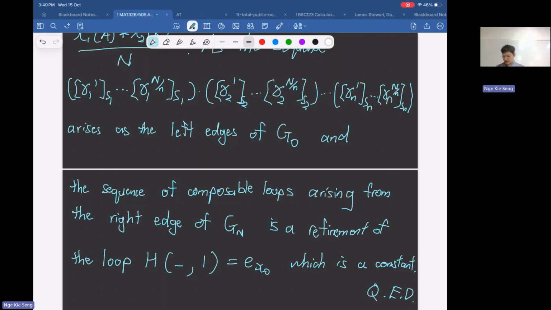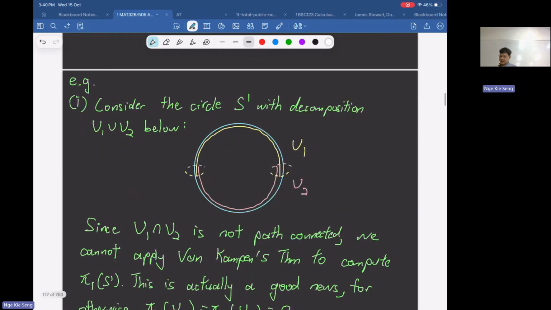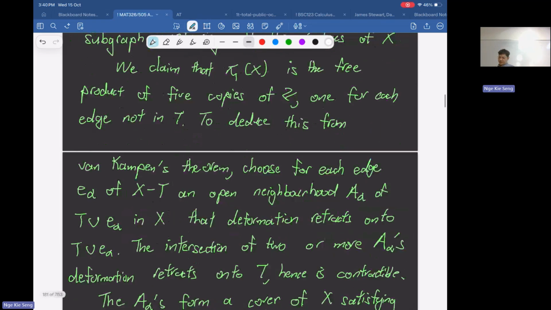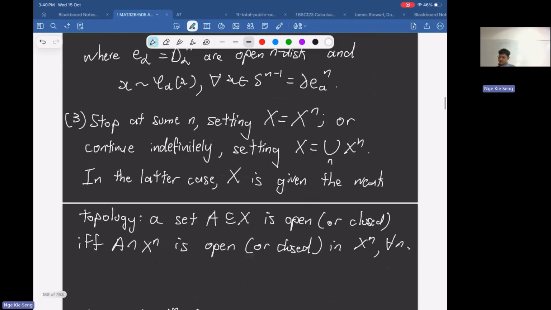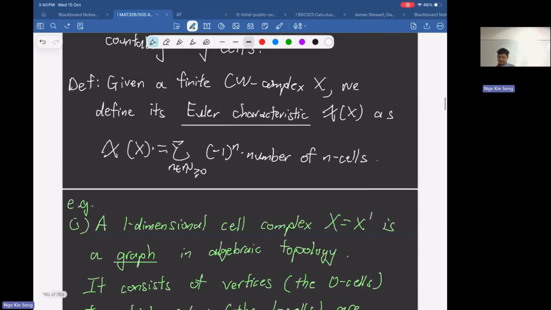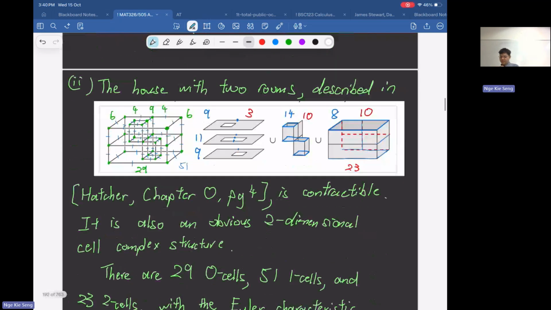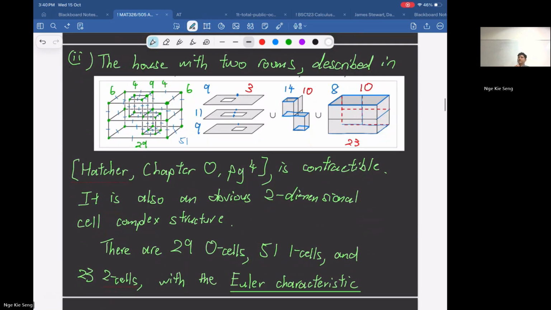So let's look at some pretty nice examples. It's like Lego. These things are like Lego. You build out the small pieces with the big pieces together, and then you form the space. In particular, there's one example in your textbook, which is the house with 2 rooms.